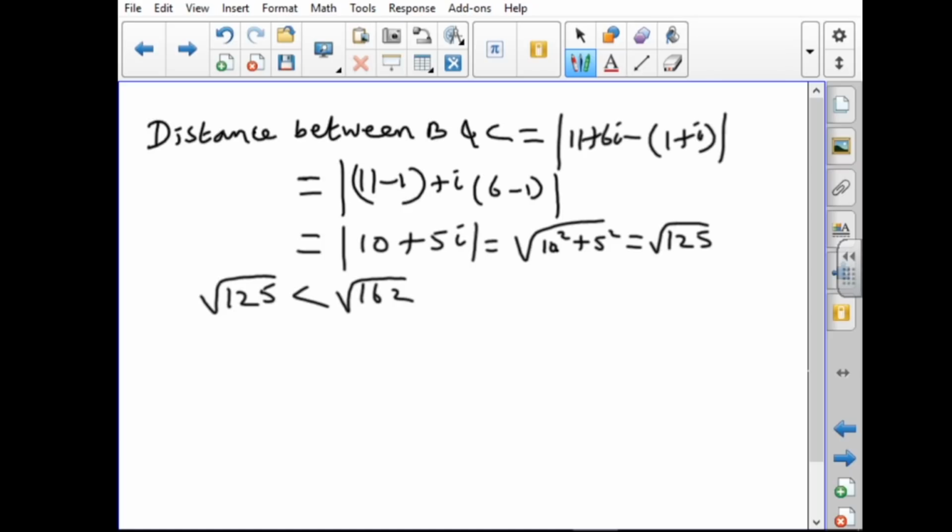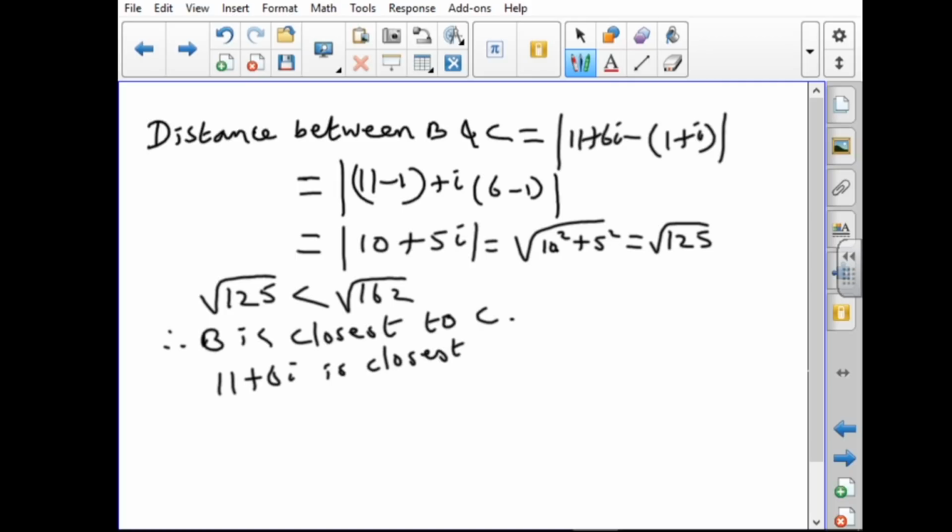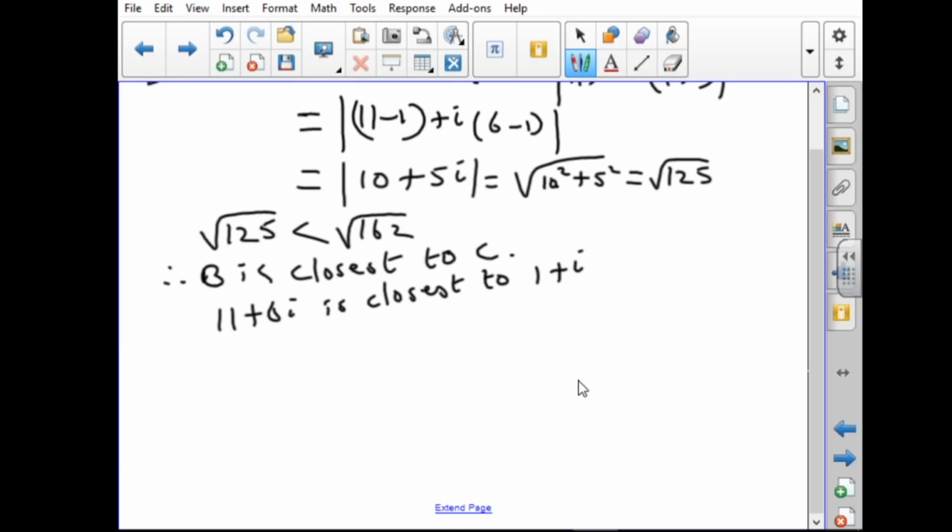So we come to a conclusion that B is closest to C, that is 11 plus 6i. 11 plus 6i is closest to 1 plus i. Okay, then coming to the next question.